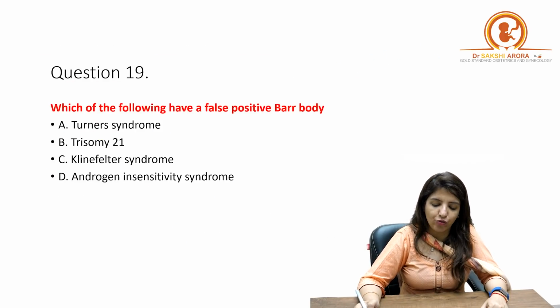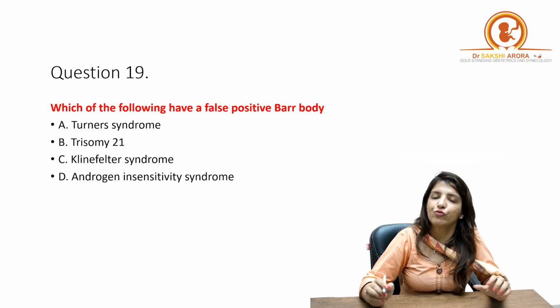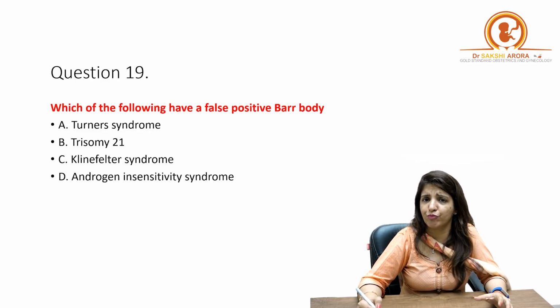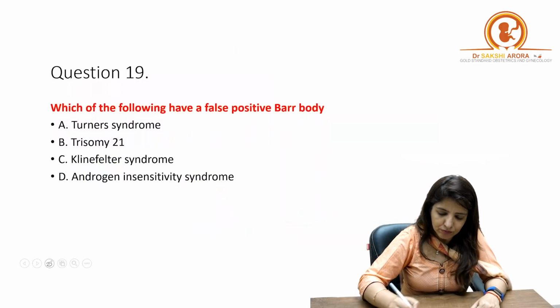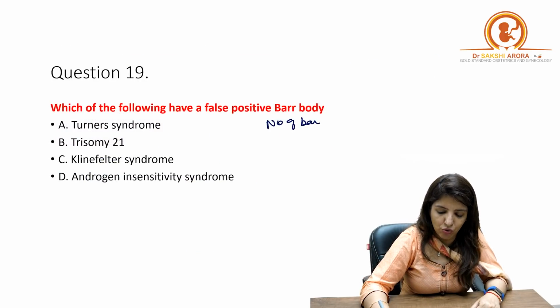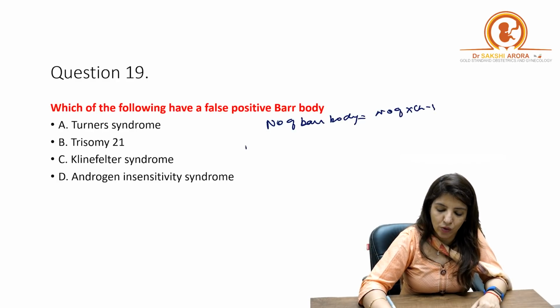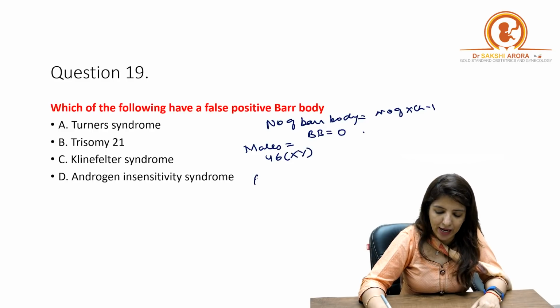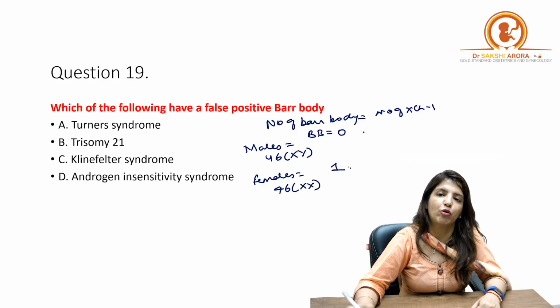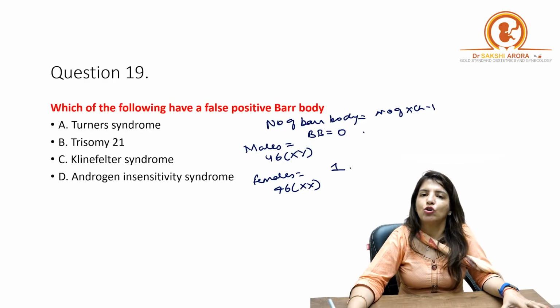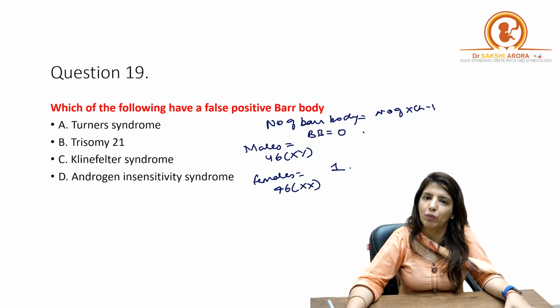Next question, which of the following have false positive bar body? So first you have to understand what you mean by a false positive bar body. See, the number of bar bodies, all of you know, is the number of X chromosomes minus 1, right? So in males, usually the number of bar bodies is 0, because their chromosome number is 46XY. Whereas in females, the chromosome number is 46XX, so the number of bar bodies is 1. So I expect that in all females, the number of bar bodies should be 1, and in all males, the number of bar bodies should be 0.